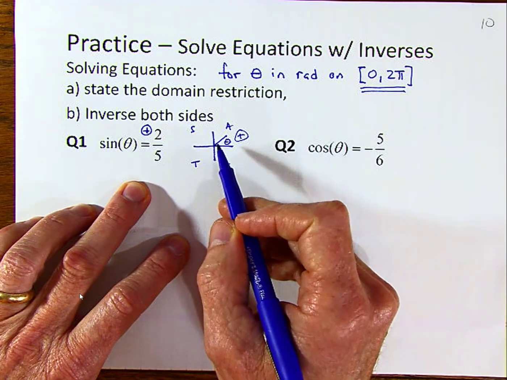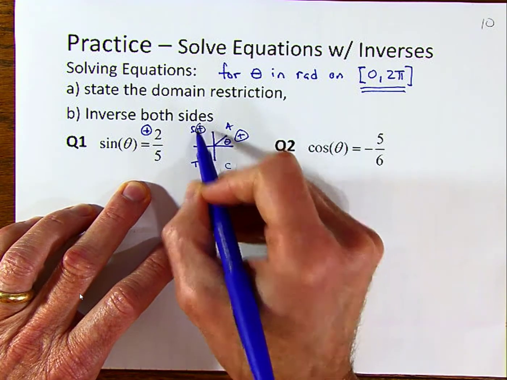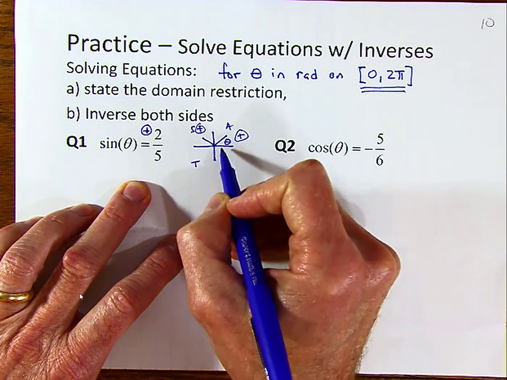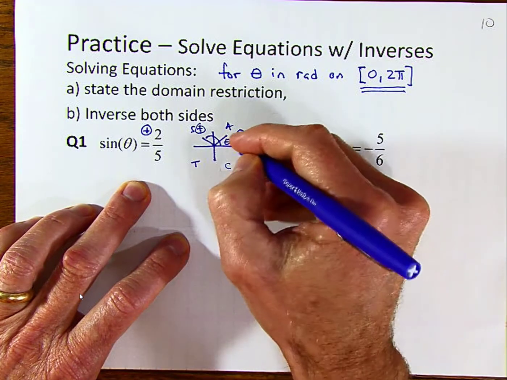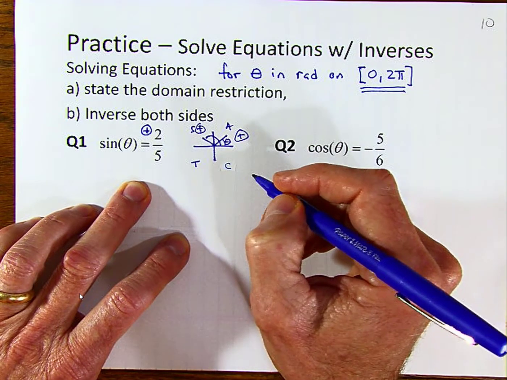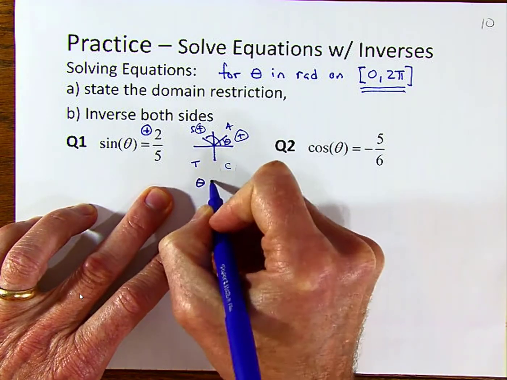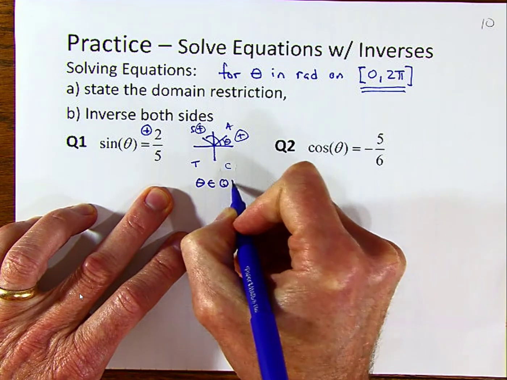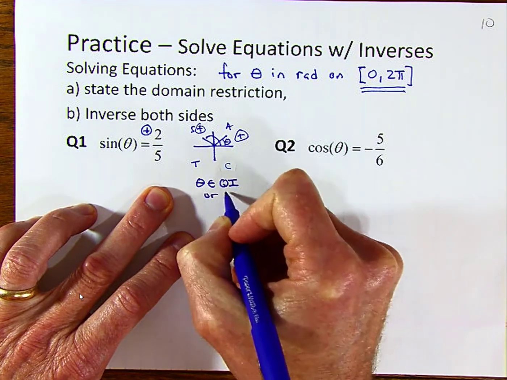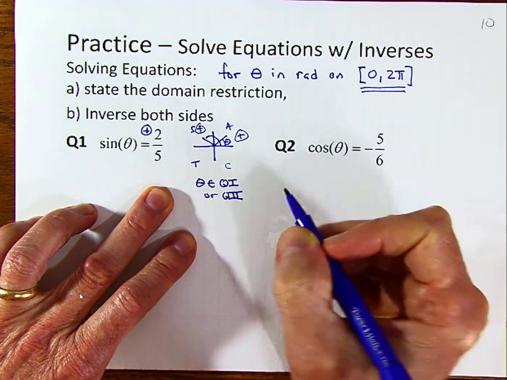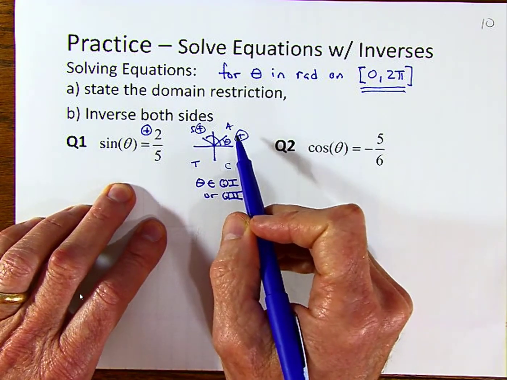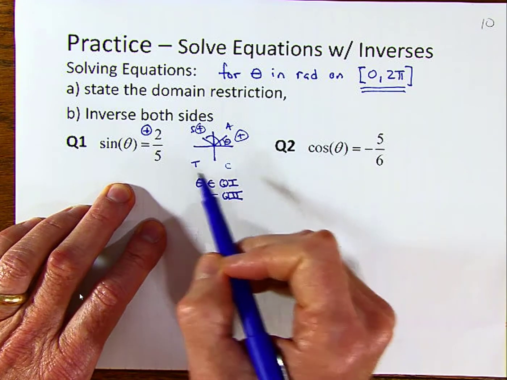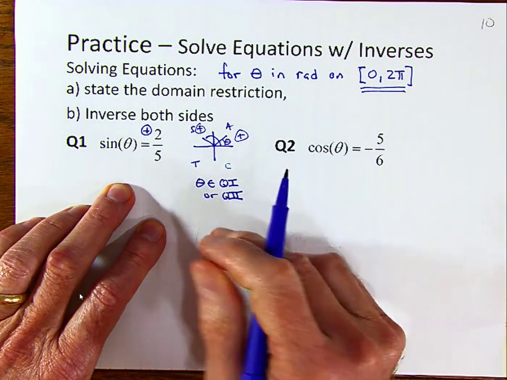Now sine is also positive in quadrant 2. So I have another theta. So I've actually got two solutions. Theta is going to be an element of quadrant 1 or quadrant 2 because sine will be positive twice. Positive in the first quadrant and positive in the second quadrant. So I actually am looking for two solutions.